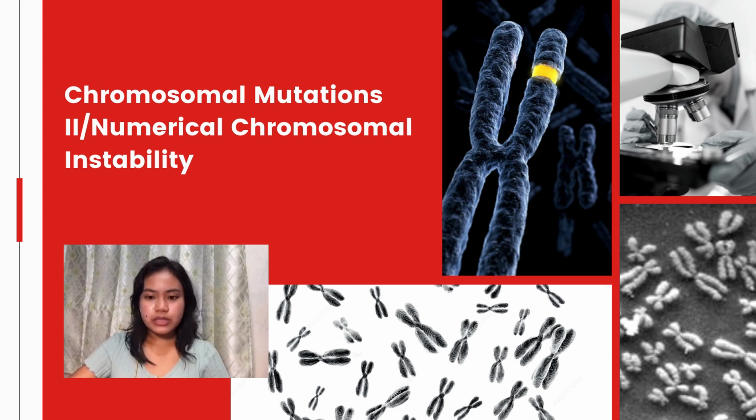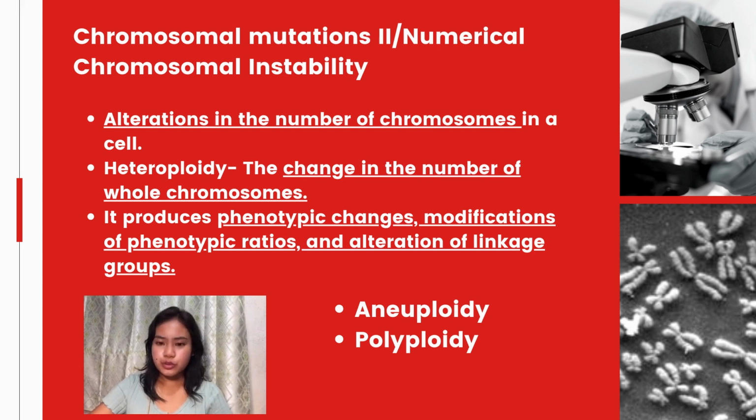Now for chromosomal mutations 2, or numerical chromosomal instability. Chromosomal mutations 2 include mutations that are caused by alterations in the number of chromosomes in a cell. The change in the number of whole chromosomes is called heteroploidy. It produces phenotypic changes, modifications of phenotypic ratios, and alteration of linkage groups. Heteroploidy can be further divided into 2 different categories depending on the changes in the entire set of chromosomes or in a single whole chromosome.